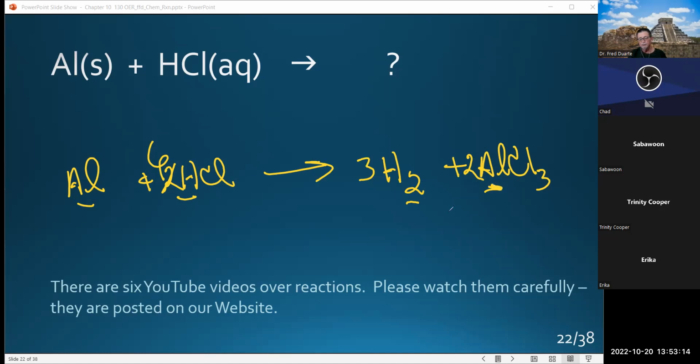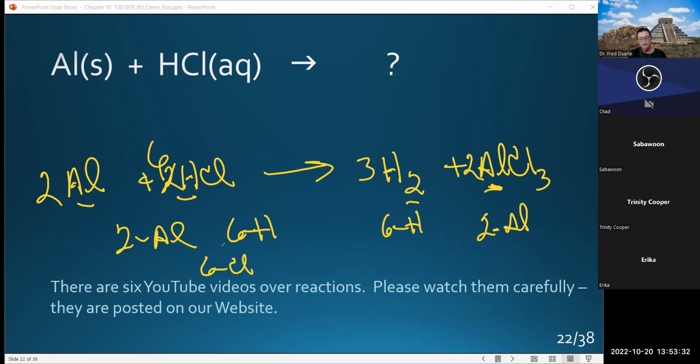And now my aluminums need to be increased by a factor of 2. Okay, and so let's go back and check. We got 2 Als over here. We got 2 Als over here. We got 6 hydrogens on the left. We got 6 on the right. We got 6 chlorides on the left and 6 chlorides on the right. Okay, so we're balanced.